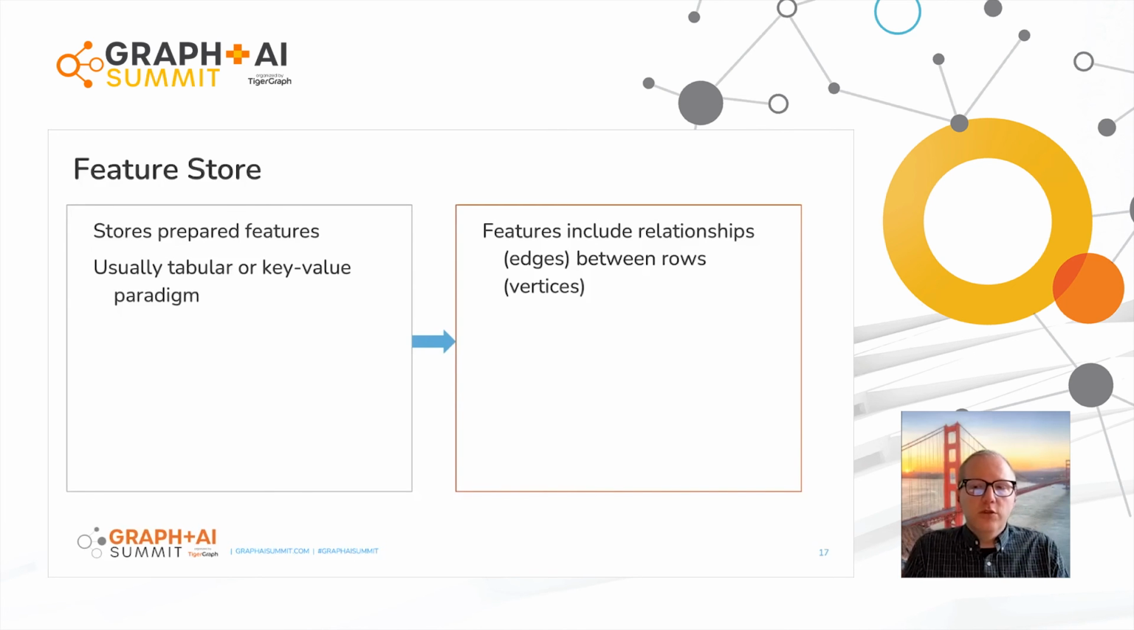But again, feature stores were mostly designed to store prepared features in either a tabular format or at least in a key value paradigm. And so they don't naturally align with how our data is structured in our graph database, where our features include not just the vertices themselves, but also the relationships or edges.